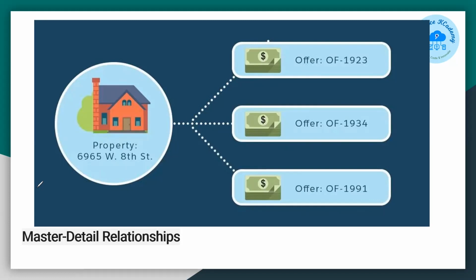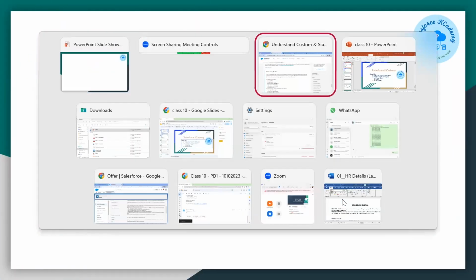And here in our examples, two examples: account to contact relationship, or contact account relationship we can say, and the property and offer relationship. This kind of relationship is nothing but master detail relationship, and that kind of relationship is nothing but lookup relationship. Okay, clear? Yes. So this is the end of theory. Let's go practical now.